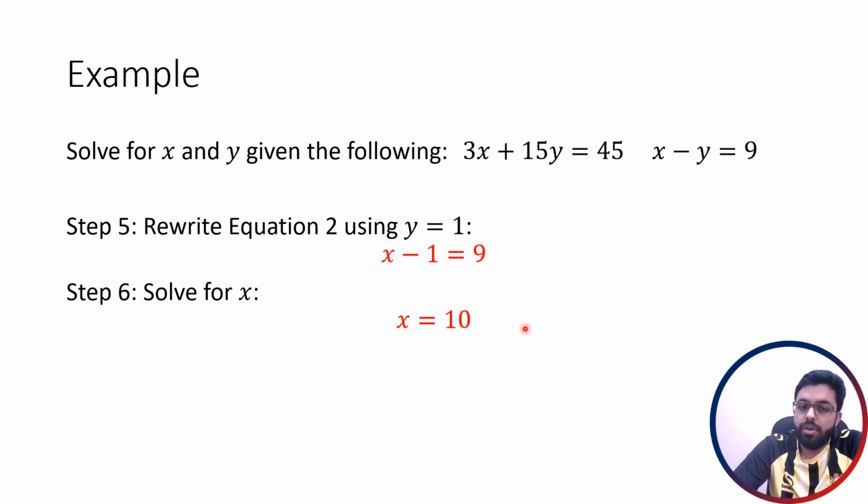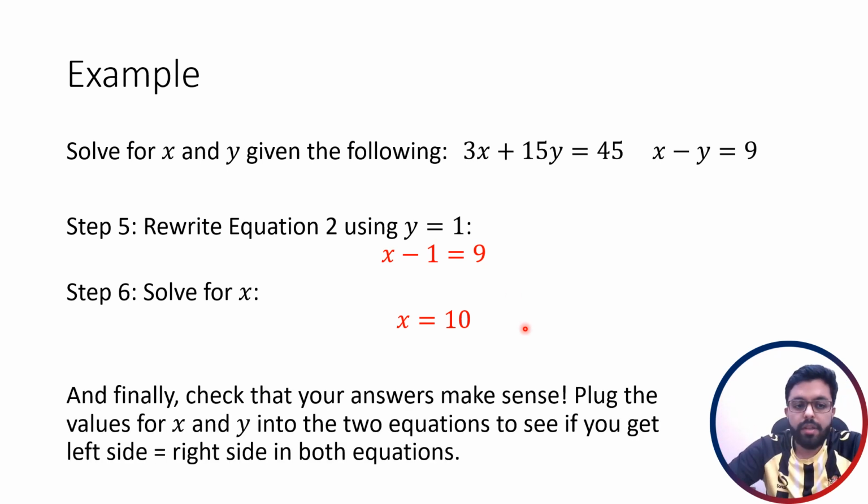And just to be sure that you've done everything right, check that your answers make sense. So what that means is plug in the numbers that you got for x and for y into each equation and see if you can get that the left side is equal to the right side for both equations. So if you plug in x equals 10 right here and right here, that's awful. And then you plug in y equals 1 here and here.